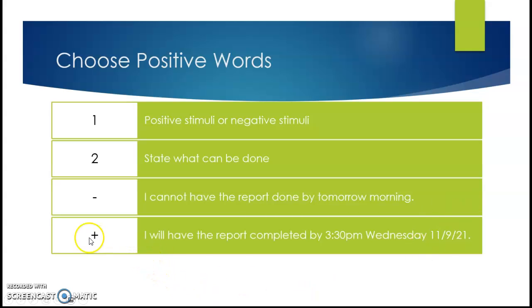So let's flip that around. Positive example. I will have the report completed by 3:30 p.m. Wednesday, 11/9/21. Okay, so here's the good news. It can't be done tomorrow, but I'll have it done by Wednesday. So we simply took out the cannot, and we said I will. And then we time-stamped it. We told the reader what can be done. If not tomorrow, when? We answered that, 3:30 p.m. on Wednesday. So choosing positive words, again, it's about removing negative stimuli, but almost more importantly, telling the reader what can be done. Because again, if the answer is no, we want to know why. And if not now, when or how.